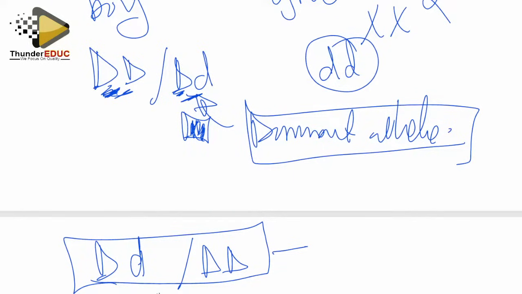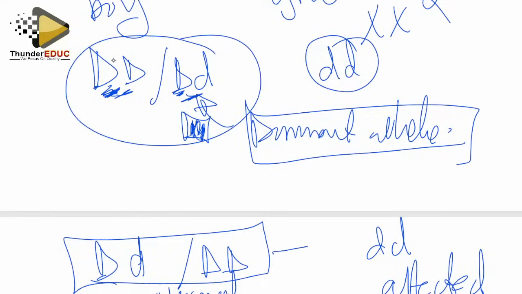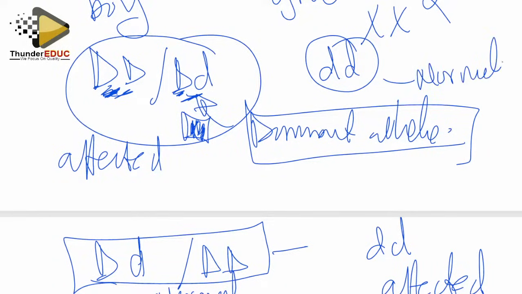So this one will be normal, and then this one will be affected. It is caused by a recessive allele. All these ones will be affected, and then this one will be normal. It's caused by a dominant allele. Hey guys, do you understand it? Before I go to the real example.